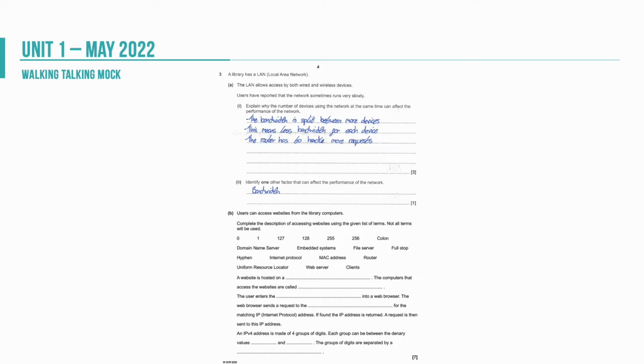We've then got a really nice fill in the gap question. So we've got 7 marks available here, and we've got some words that we can squeeze into those separate gaps. A website is hosted on something, and then again, gaps going on down through that. This is a question where there are only one set of right answers, and those are shown on your screen.